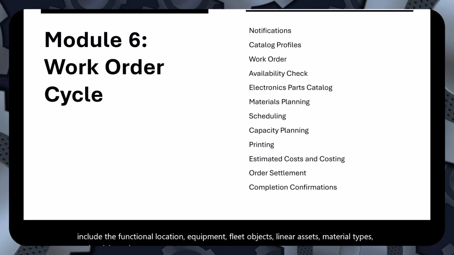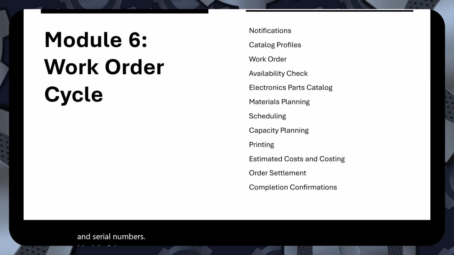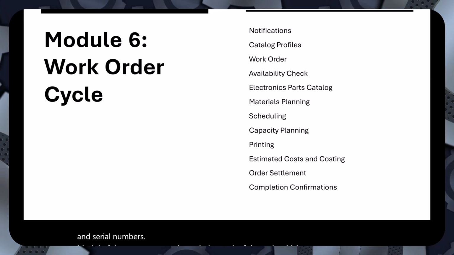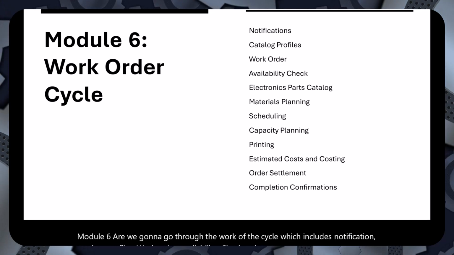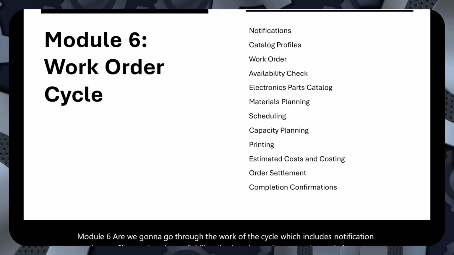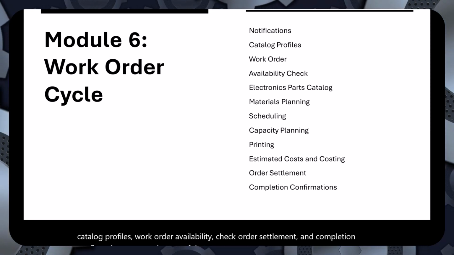Module 6, we're going to go through the work order cycle, which includes notification, catalog profiles, work order, availability check, order settlement, and completion confirmations, among the rest of the elements that are listed here.